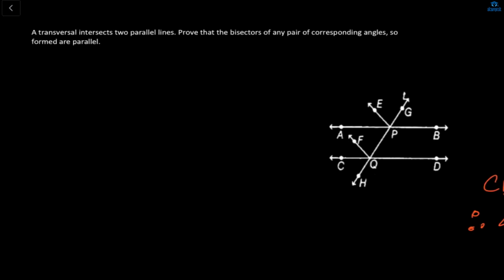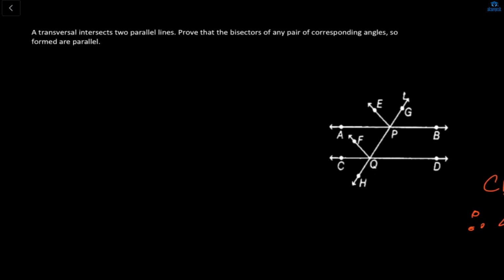Now, a transversal is intersecting two parallel lines. So I have drawn a transversal LH, which is intersecting the line AB at P and line CD at Q. Now prove that the bisector of any pair of corresponding angles so formed are parallel. You can choose any pair of corresponding angles. I am choosing the pair as angle LPA, which is a corresponding angle to the angle PQC.